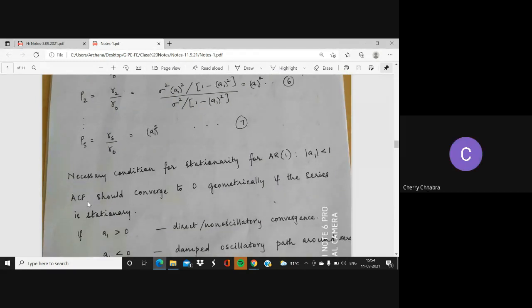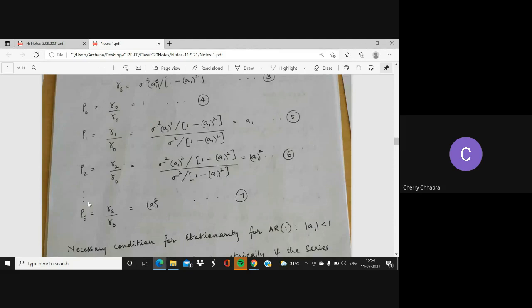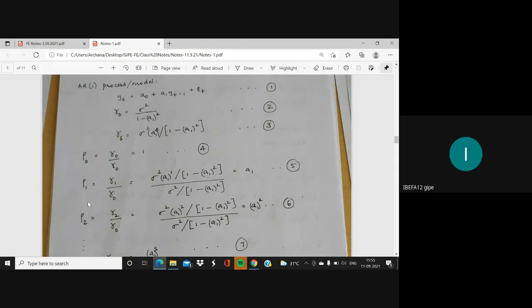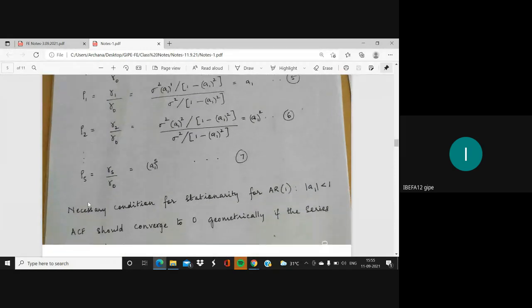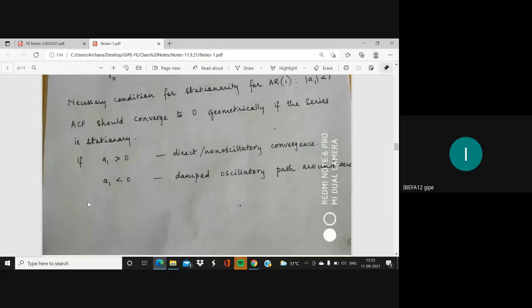Ma'am, autocorrelation coefficient will always lie between 0 and 1, right? Between 0 and 1, yeah. Sorry, between -1 and +1. Similar to the correlation coefficient. Just like how you can have perfect positive correlation and perfect negative correlation.